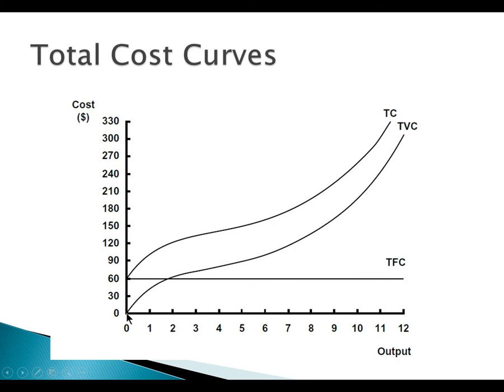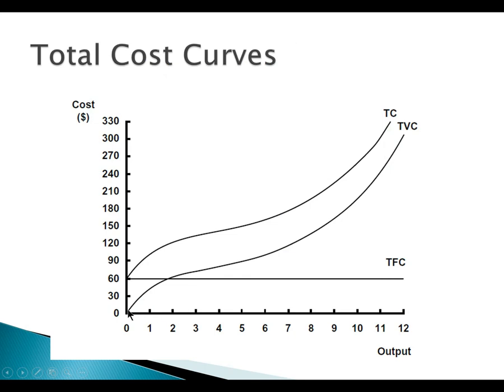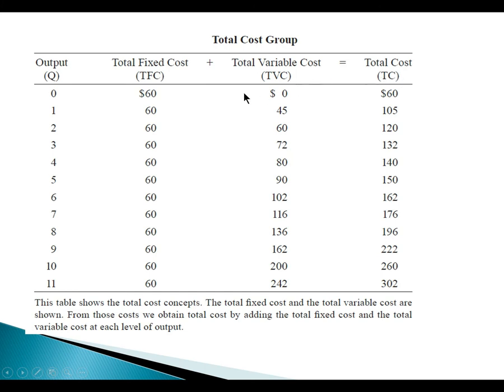But the total variable cost is zero at the level of zero output. If the level of output is zero, the total variable cost is zero, and then by increasing the level of output, the variable cost is also increasing. You see that the total variable cost keeps increasing and remains increasing at the higher figures. And this is the total cost.